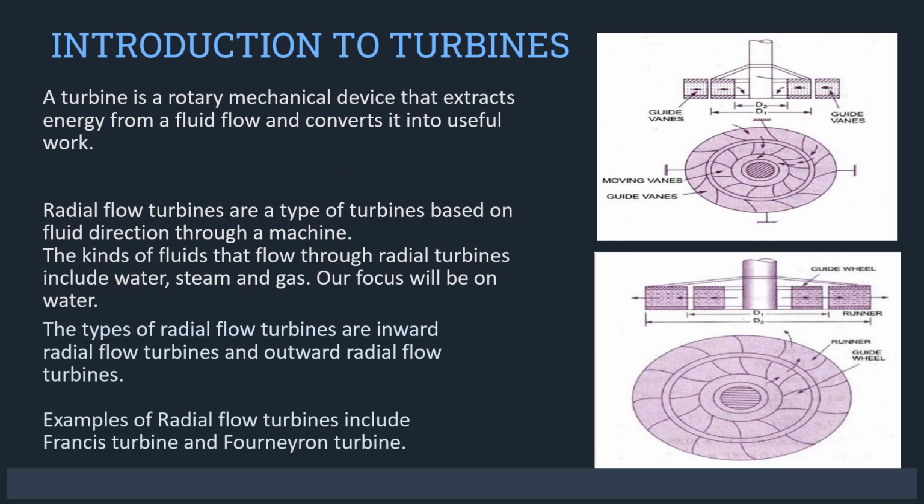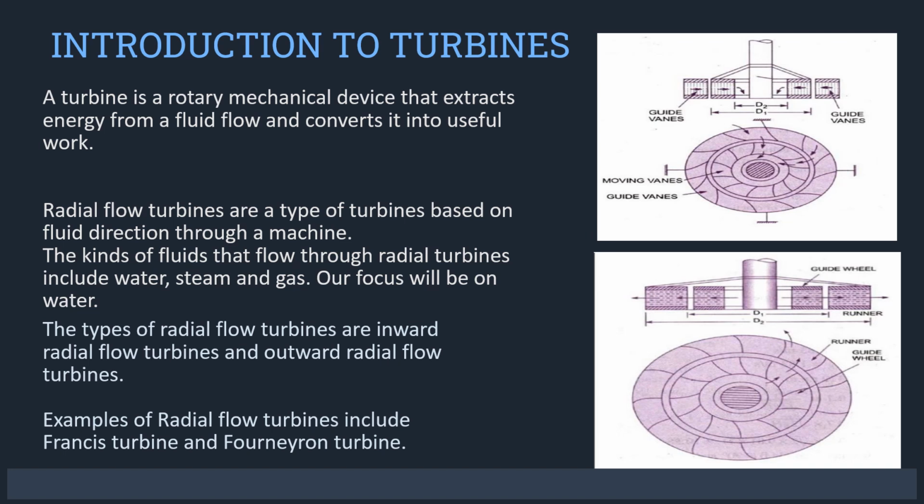Introduction to turbines. So one may ask, what's a turbine? A turbine is a mechanical device that converts energy from fluid flow into useful work. Turbines can be classified based on fluid direction or energy direction. So, radial flow turbines are based on fluid direction.